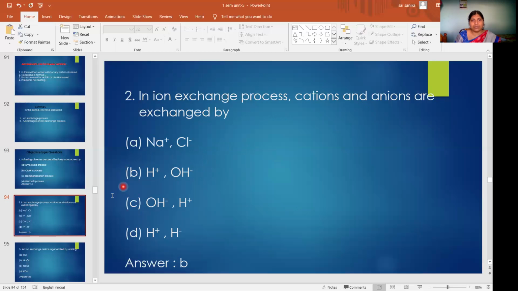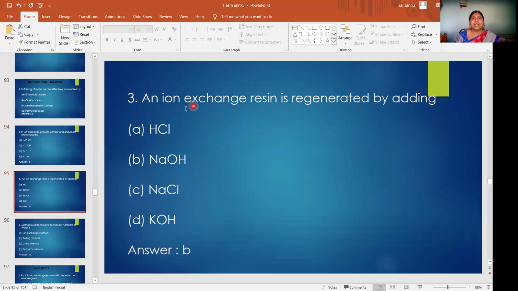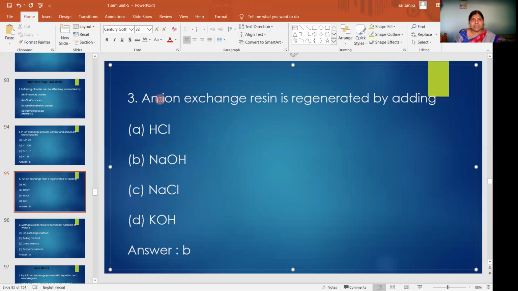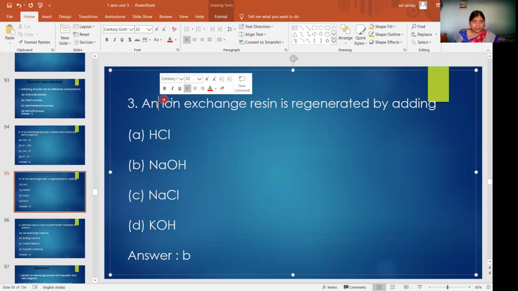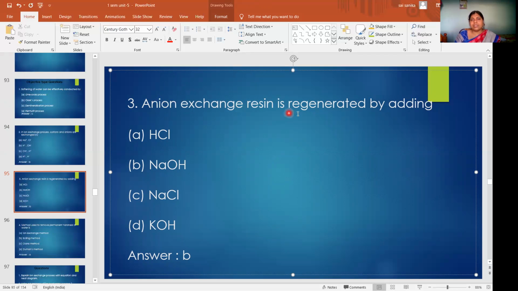So here don't confuse this one. First cations exchanged by H plus ions and anion exchanged by OH minus ion. So answer is B. Then an ion exchange resin, anion exchange resin is regenerated by.